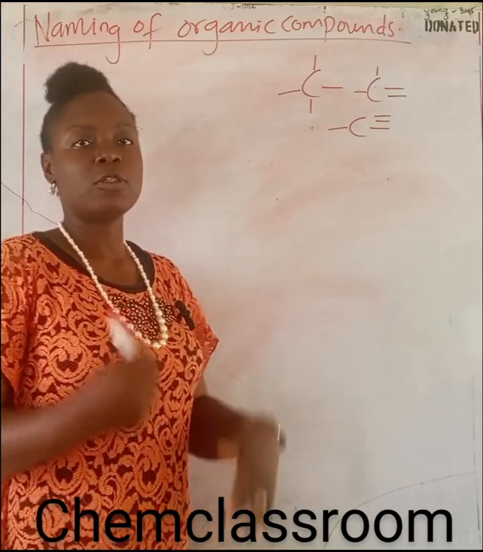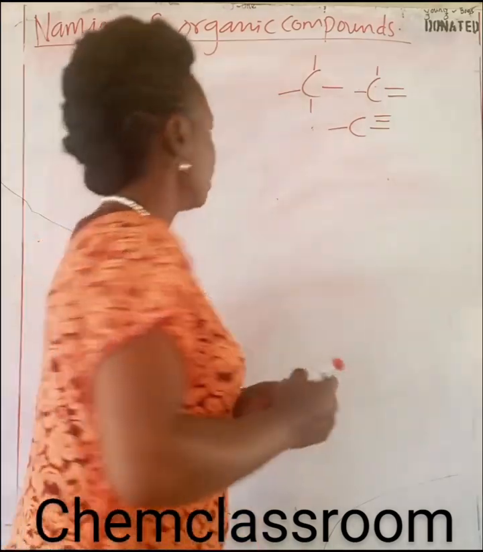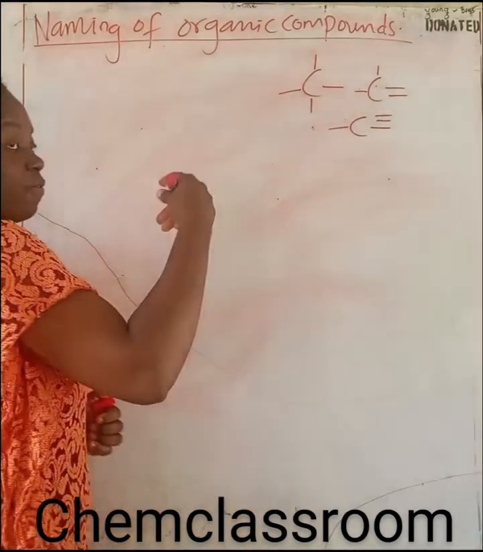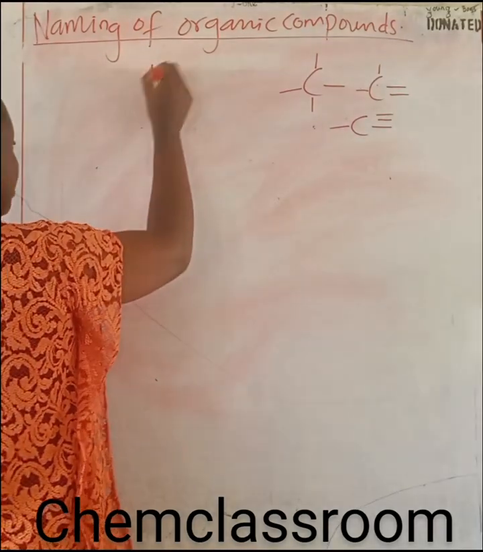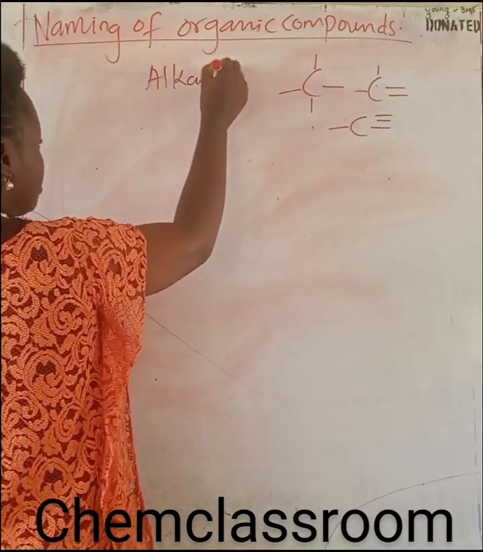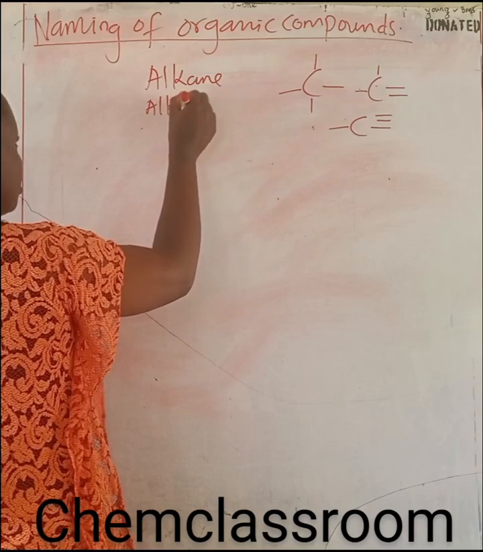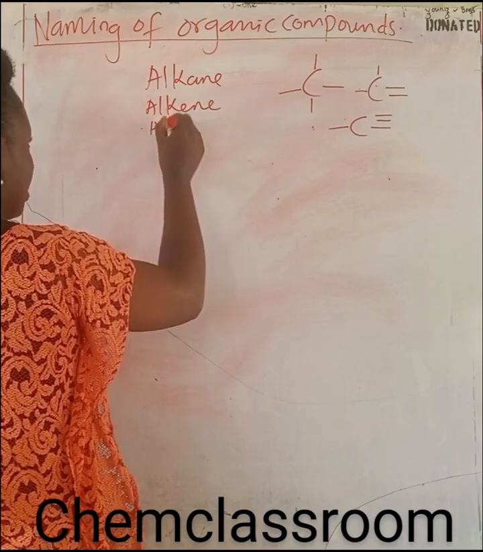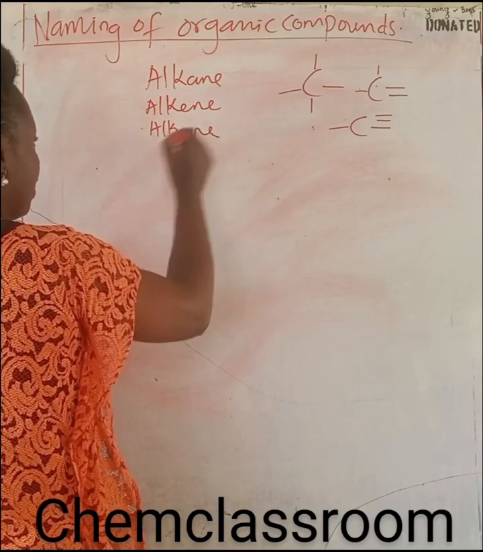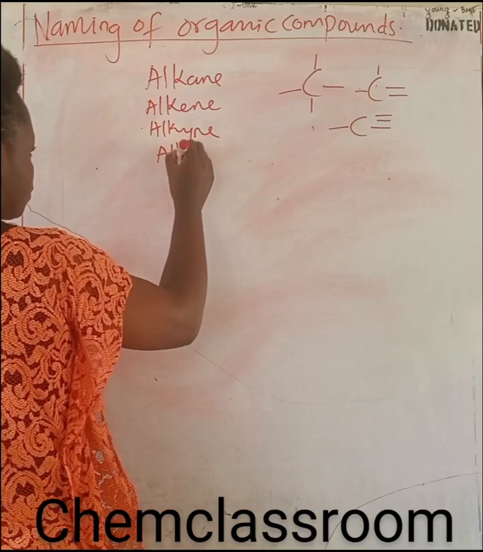Okay, so I'll be naming some organic families. I will start with the first 4. We have the alkane family. We have the alkene. We have the alkyne. And we have the alkanol.